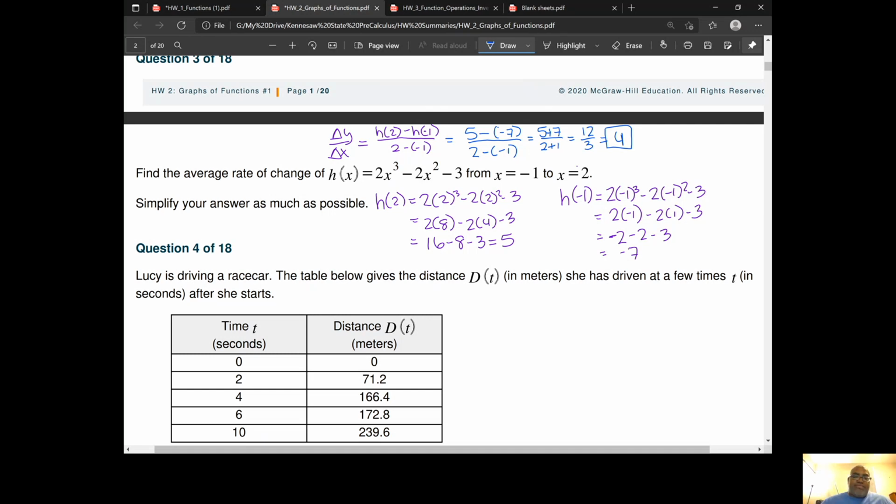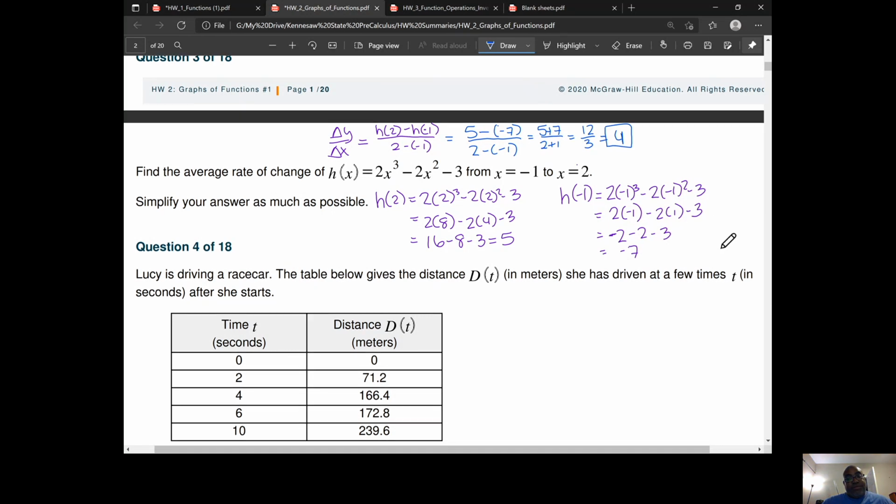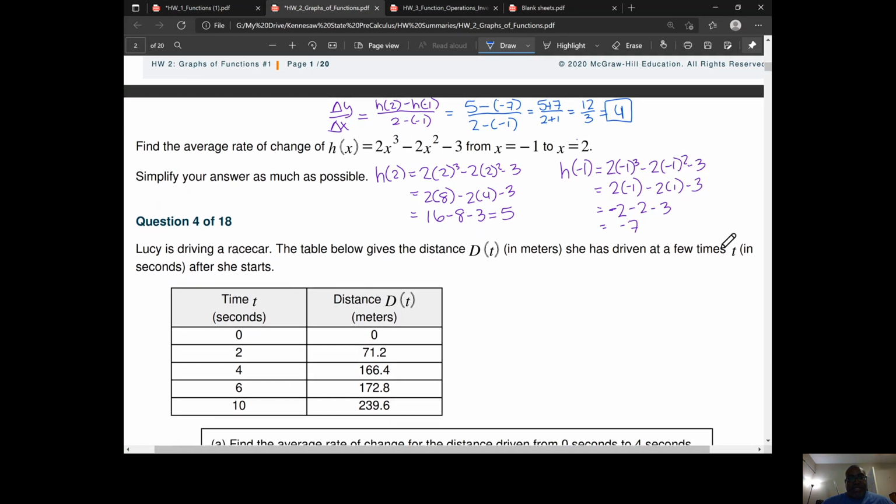That may seem like a lot of work. Kind of is. Well, it's not bad. The harder part is just staying organized with what you see: h of 2, h of -1, and then you just plug it into this rate of change formula. As far as operations, it's not very much. It's just organization. Let's continue.